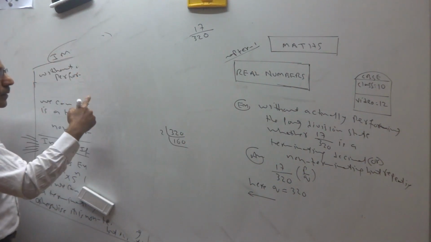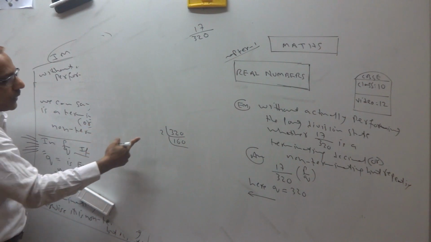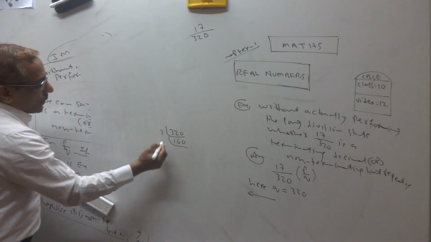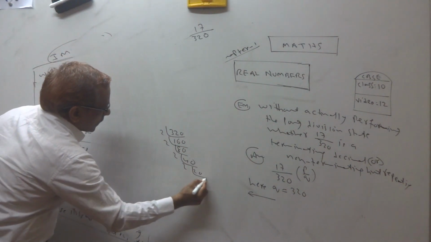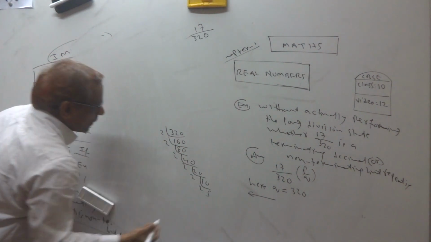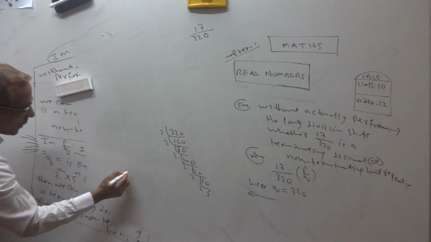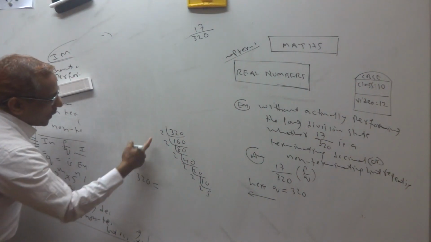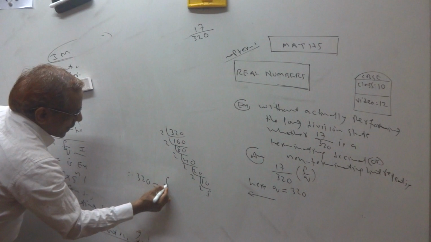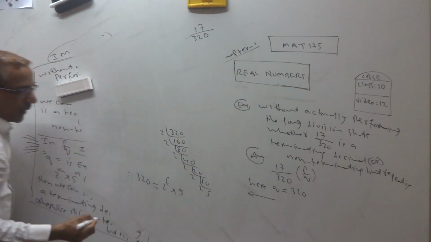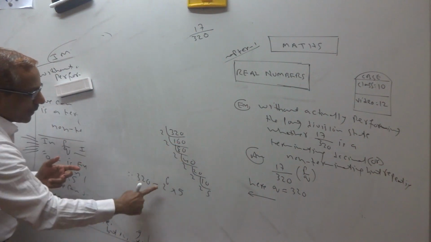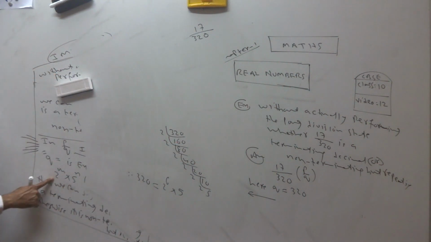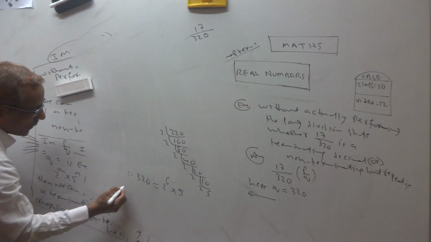We have done this already in other exercises. 2 8s are 16, 2 40s are 80, 2 20s are 40, 2 10s are 20, 2 5s are 10. So see what I am getting, 320 is equal to 2, 2, 2, 2, 2, 2, so 2 six times, and 5. Fine. So it is clear that 320's factors are only 2 and 5. Like this. So what is the answer we write?